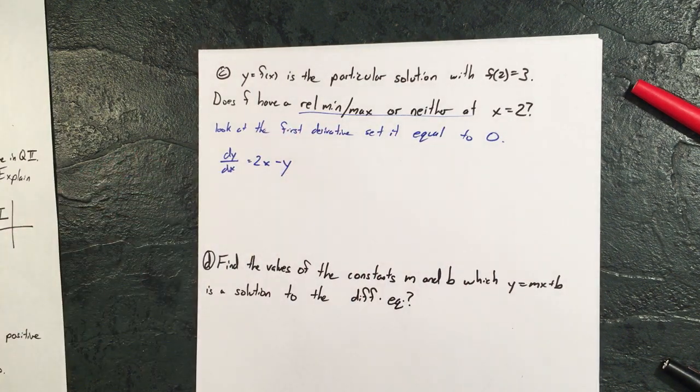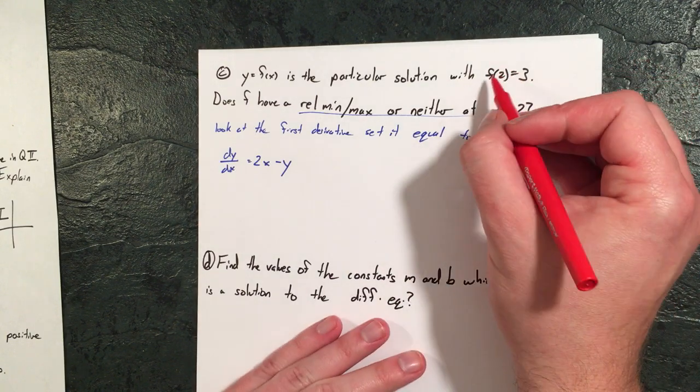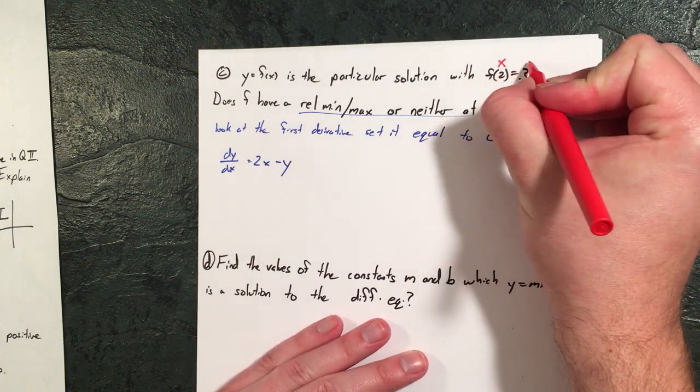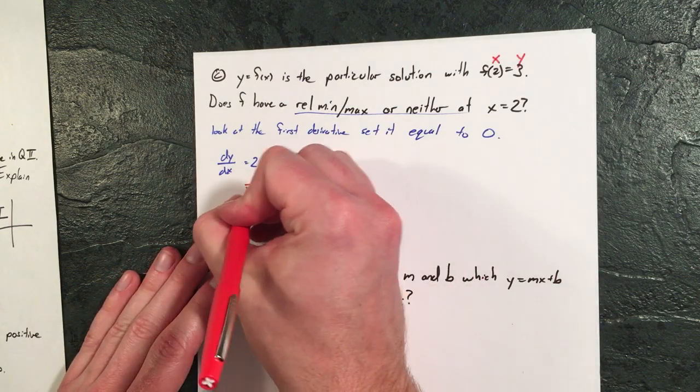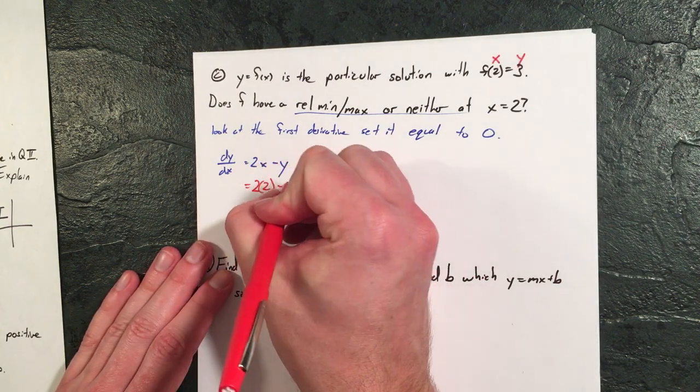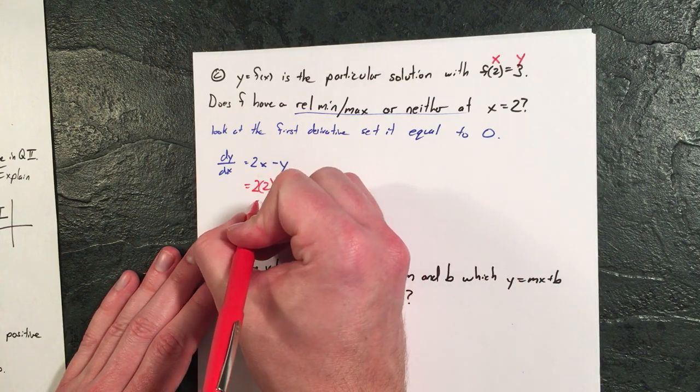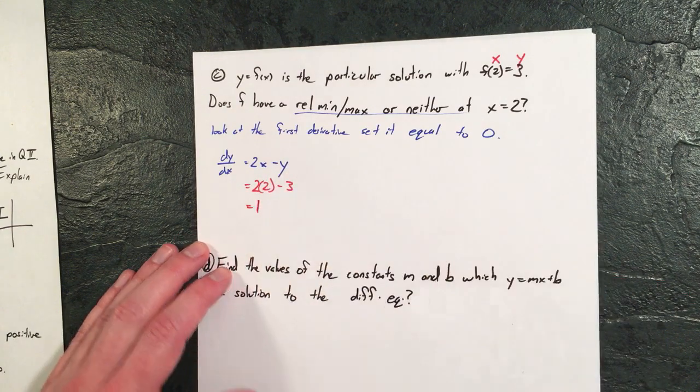Still that same initial equation that they wrote at the top. And we have this coordinate here. Remember, that's our x, that's our y. So putting this in here, 2 times 2 minus 3. Big brain math. We're left with 1.